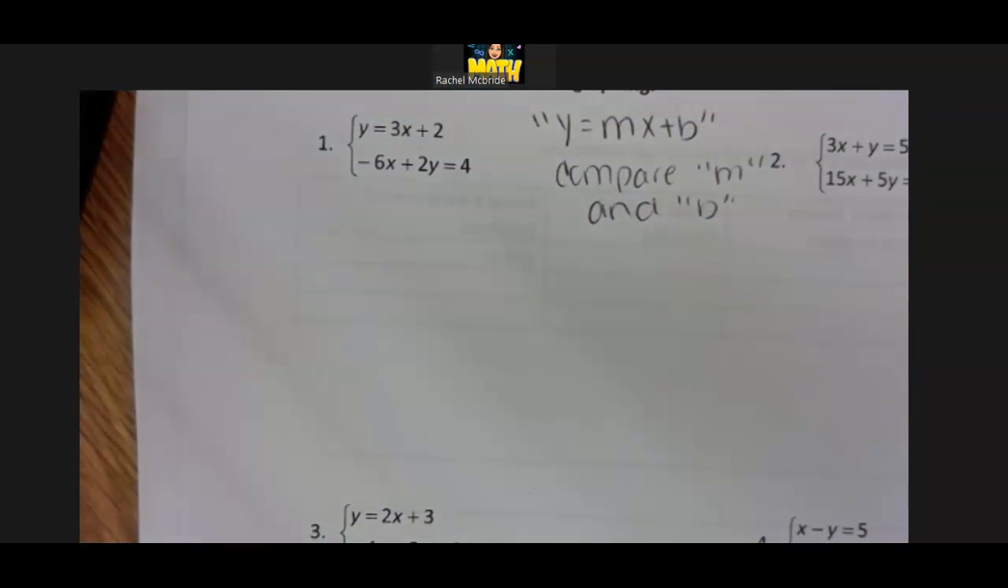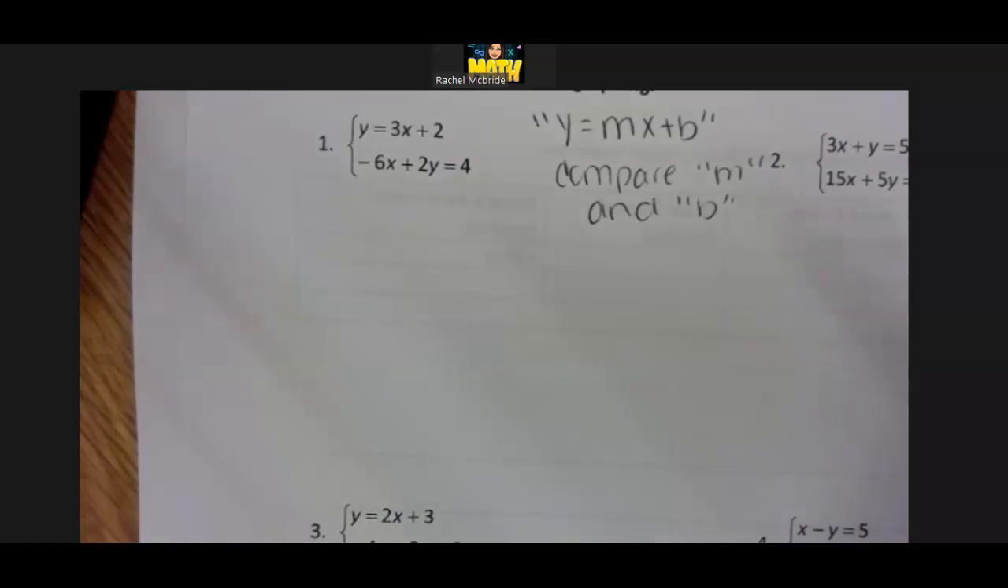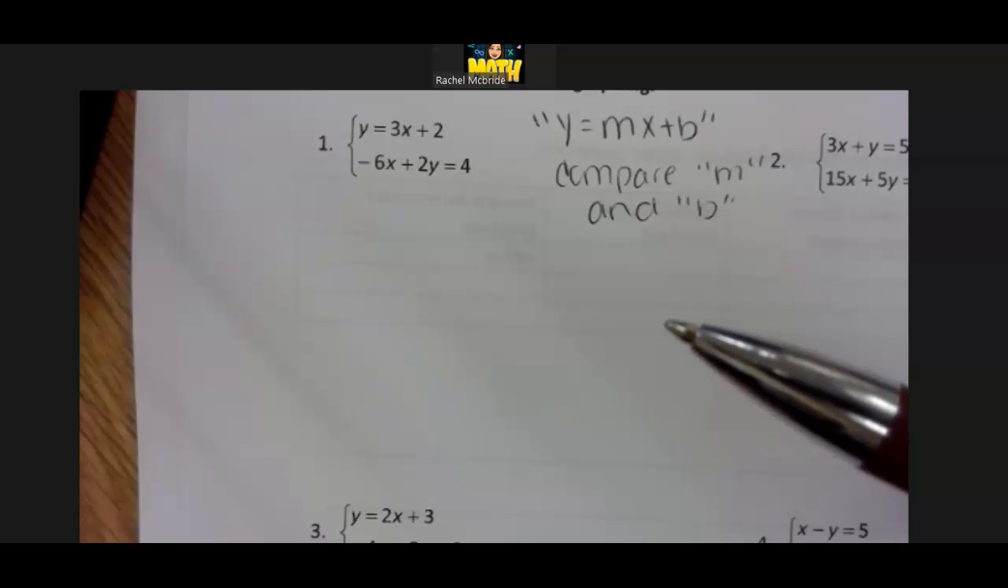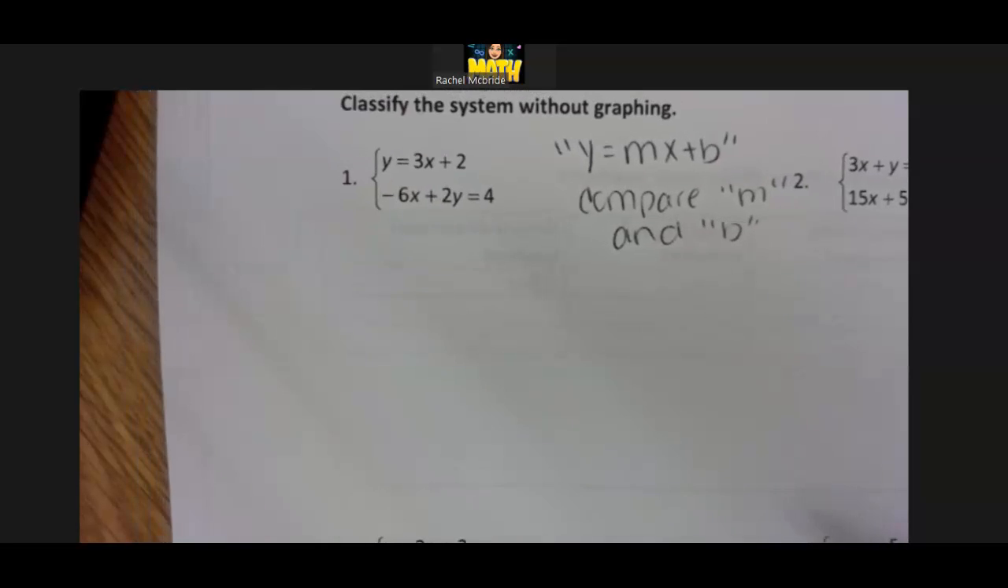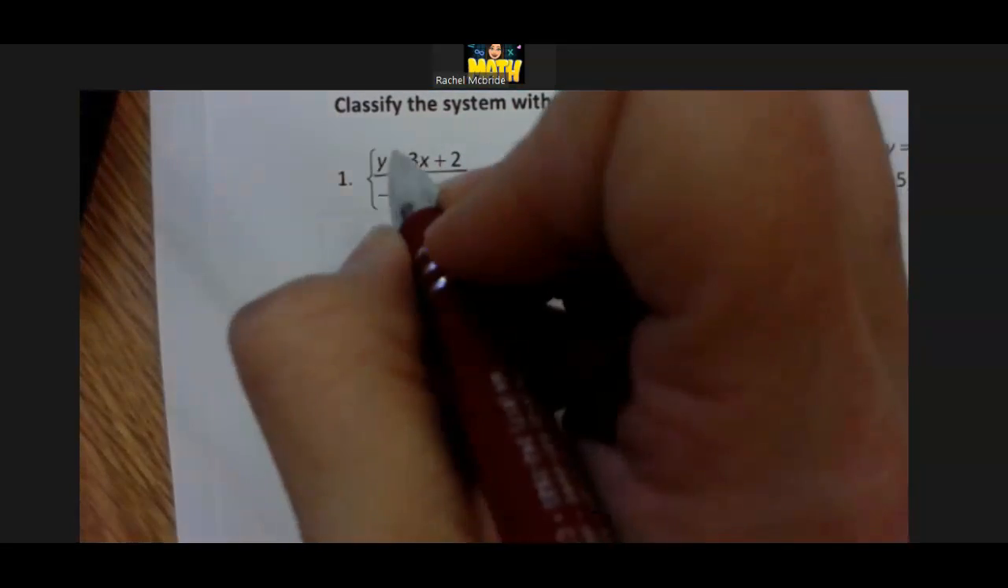and b. Because if the m is the same, then they're parallel. If the m and the b are both the same, then they're coinciding. And if the m is different, then they're intersecting. And that will help us classify. So we classify the systems in 3 ways: by their name, by the number of solutions, and what type of lines we have.